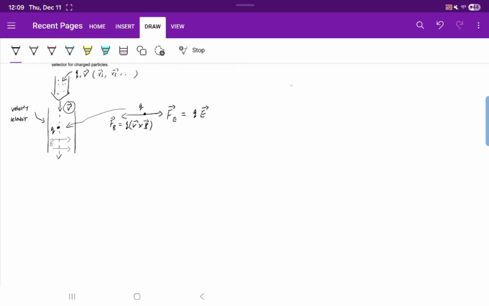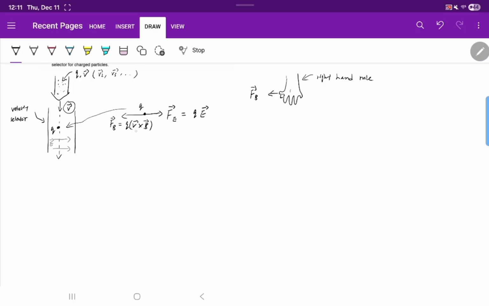In this case, we can use the right hand rule. This is your right hand, this is your palm, and this is your thumb. Your thumb is pointing 90 degrees to your fingers, and the direction the thumb points is the direction of the force. We want to figure out the direction of the magnetic field.